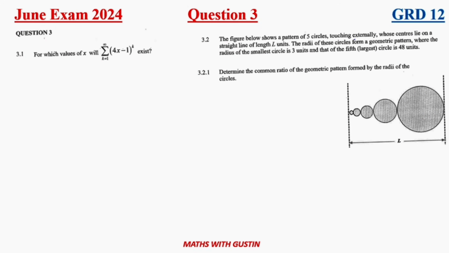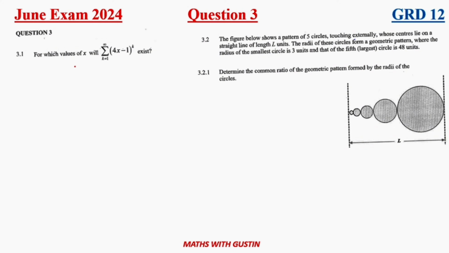Here we go, guys. Let's have a look at question 3, June exam 2024. The question was a sequence and series question. It is given here at 3.1: for which values of x will the following sigma notation exist? So in this case, you solve for x, but you must look for the pattern first.